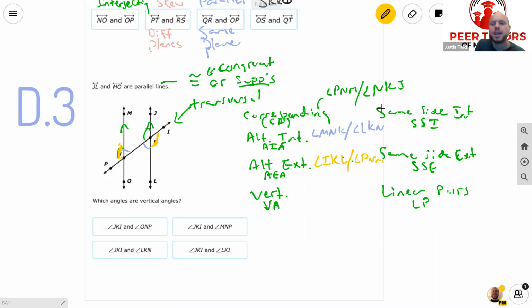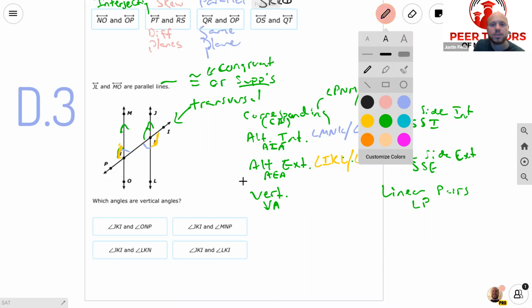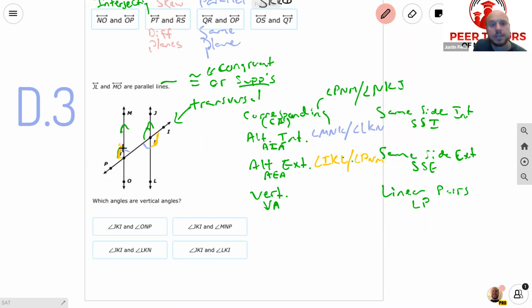All right. Same side interior angles are going to be in the interior on the same side. Okay. So I can't see my letters anymore, but this one would be angle MNK, and I'm talking about this angle right here. And the same side with that one would be here. It'd be JKN.